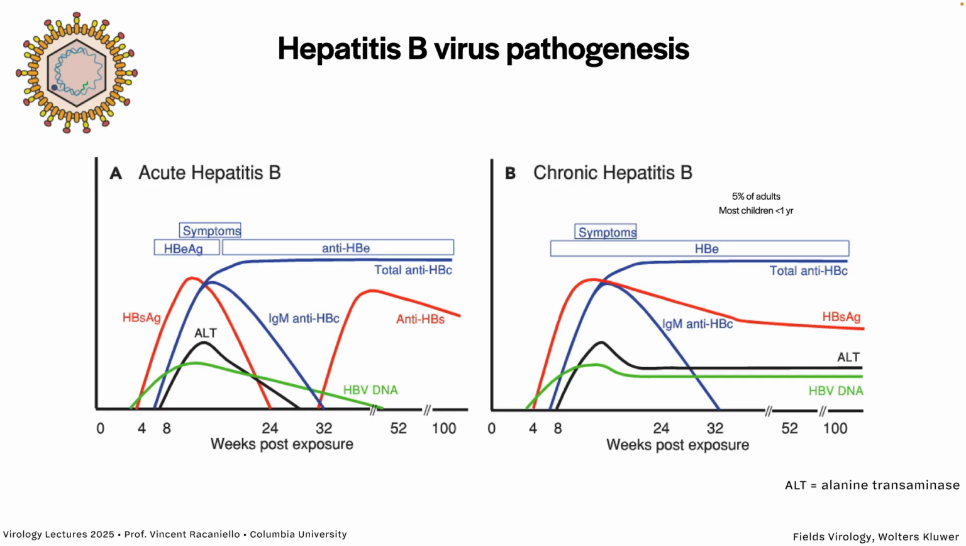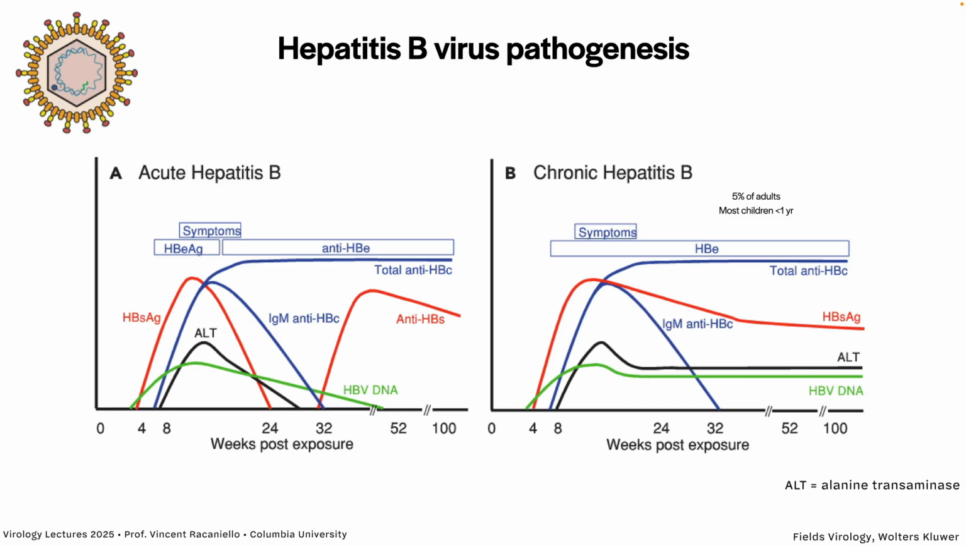And then you have antibodies made to the virus. This black peak here is alanine transaminase. That's a liver enzyme. It's not supposed to be in the blood, but it is because the liver is getting damaged. However, after so many weeks, you recover and the virus is gone. So that's really good. However, it doesn't always resolve. In 5% of adults it becomes chronic, but most children less than a year of age become chronic.